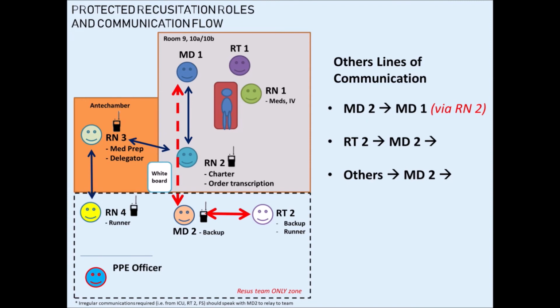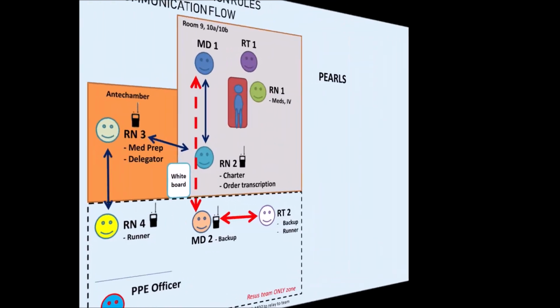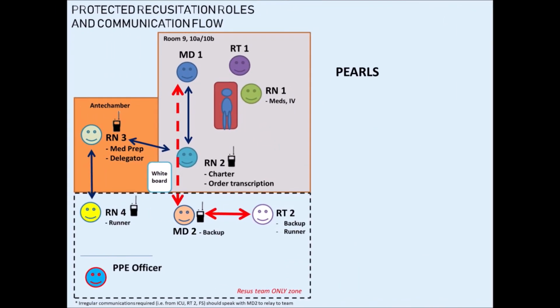MD2 can communicate with MD1 through RN2 for key pieces of information or advice. We will attempt to limit the chatter on this line. Alternatively, MD1 or RT1 can borrow the walkie-talkie from RN2 to ask for advice or assistance from the outside team. All other irregular communications, such as from ICU or the FS, will go through MD2, who will disseminate this information appropriately. Here are some pearls based on feedback from previous simulations.